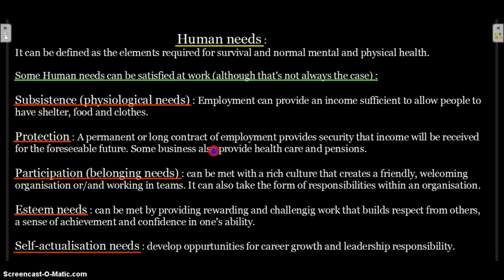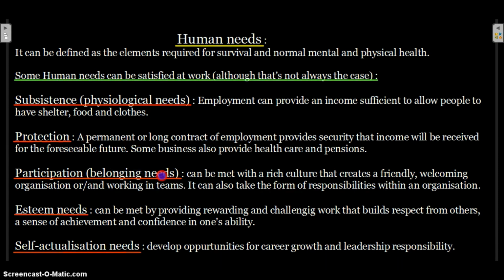As long as the contract remains, my job is secured, and I can work accordingly, without any tension, without any stress. Some businesses also provide health care and pensions. Health care for some people who need it, and your pensions are also there in case you are retired. So whichever business provides these facilities, that means their human needs for protection are being satisfied.